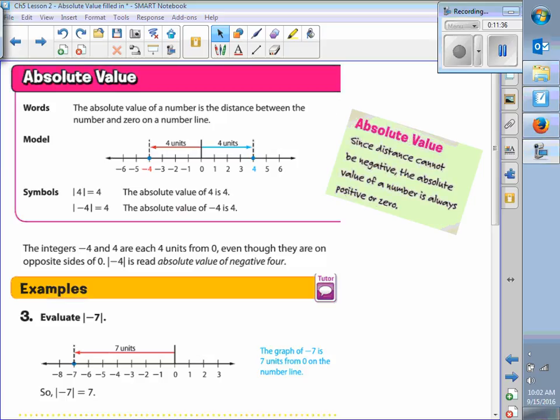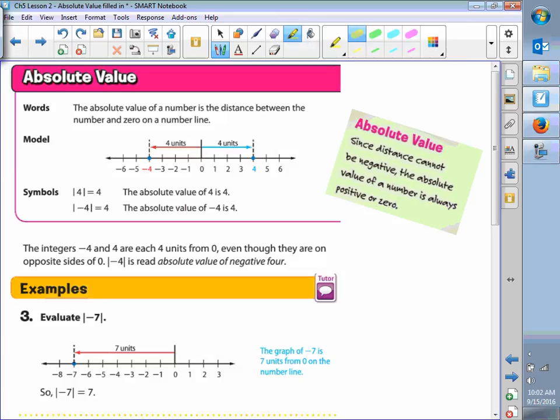All right, here, absolute value. The absolute value of a number is the distance between the number and 0 on the number line. You've already written that down, right? If you haven't written that down, you need to make sure. Make sure you get that in your notes, okay?